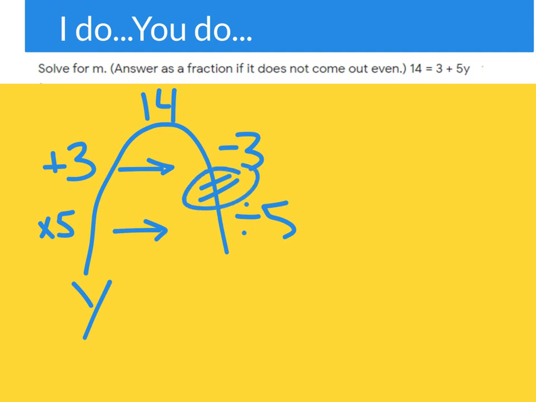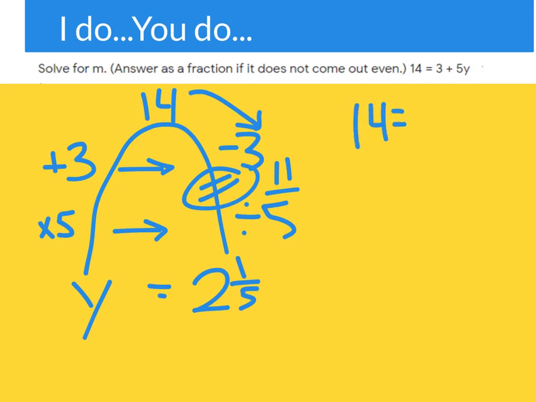Now, if you're doing it on a calculator, make sure you hit equals, because if you just type that in your calculator will do order of operations, and it will do 3 divided by 5, and then subtract it from 14. But we want you to subtract 3, so we get our answer of 11. Then we want to divide by 5, which gets you 11 fifths, or 2 and 1 fifth. y equals 2 and 1 fifth. Of course, it looks like this also.